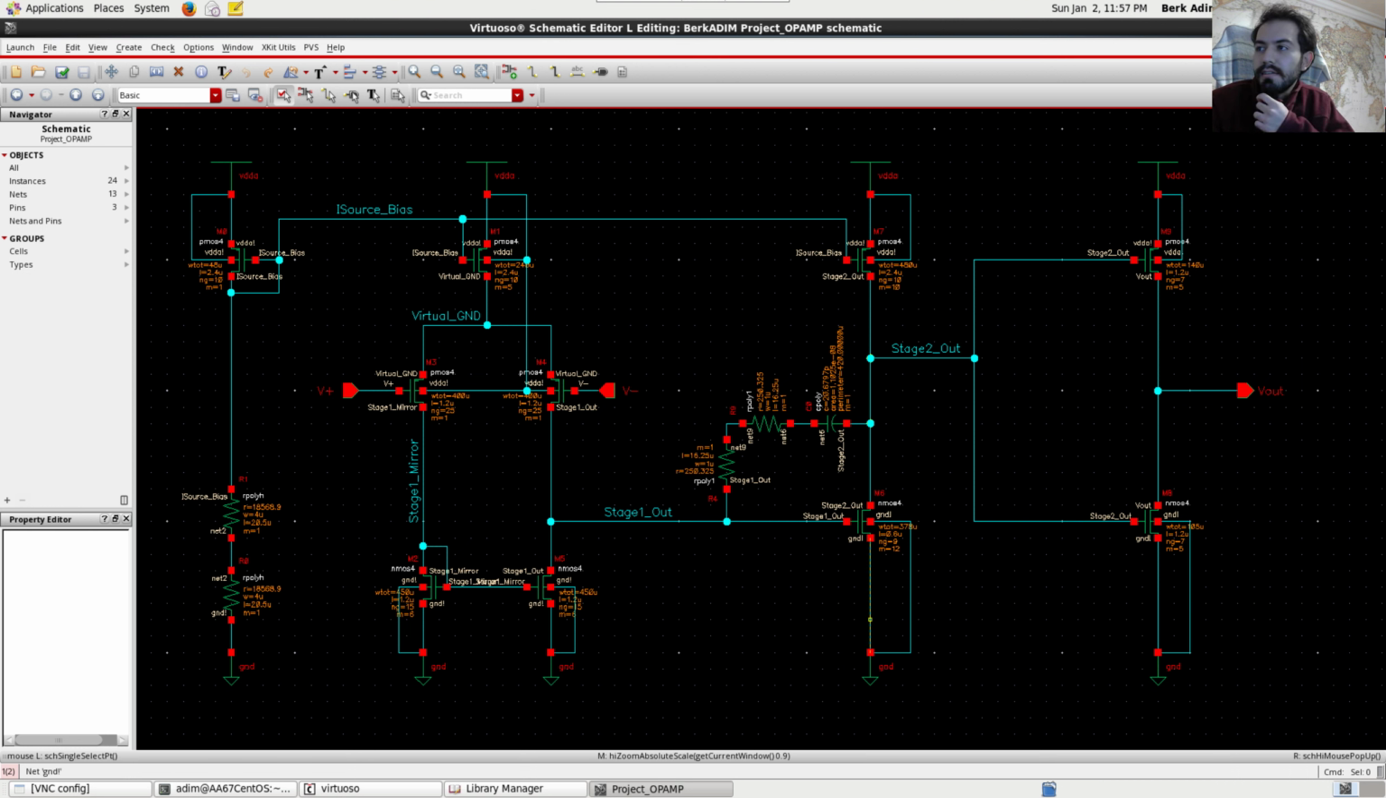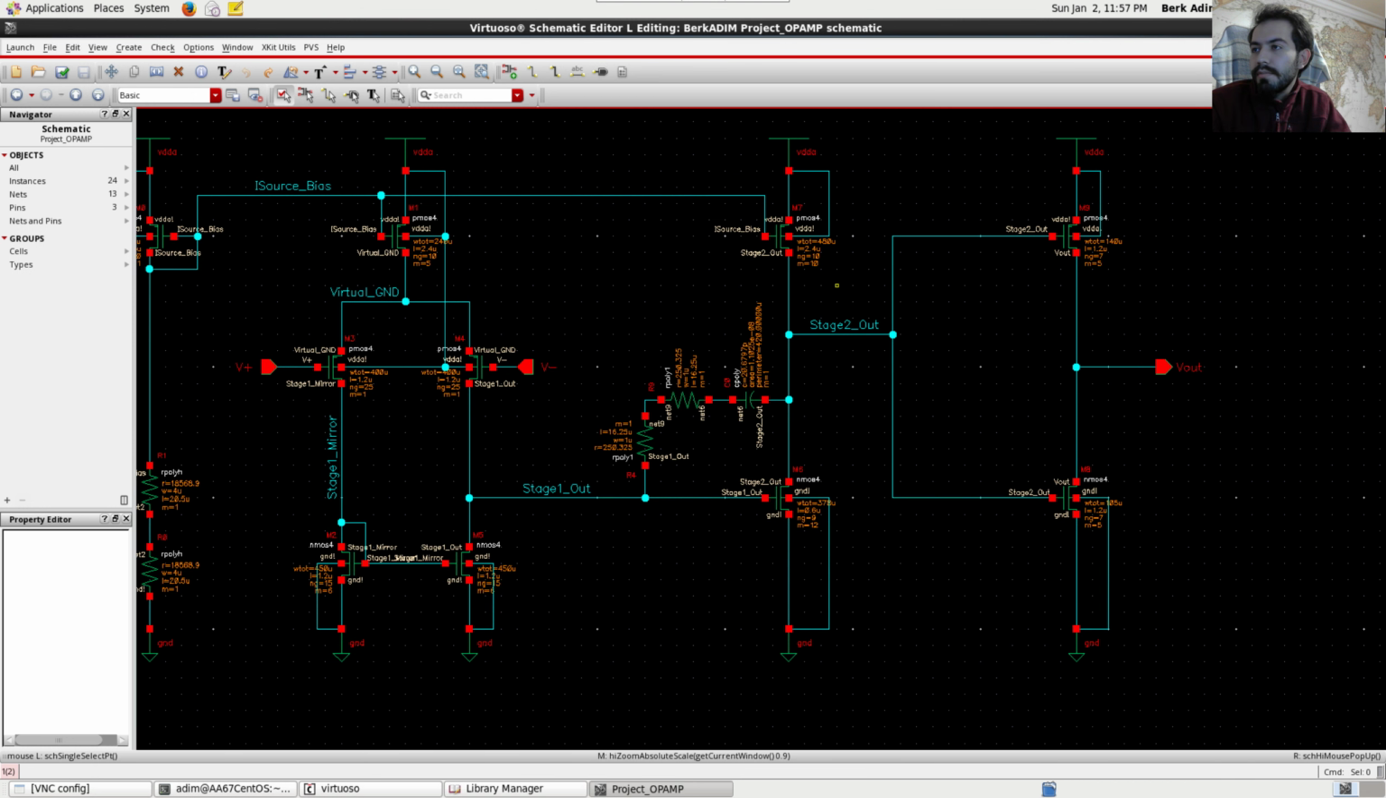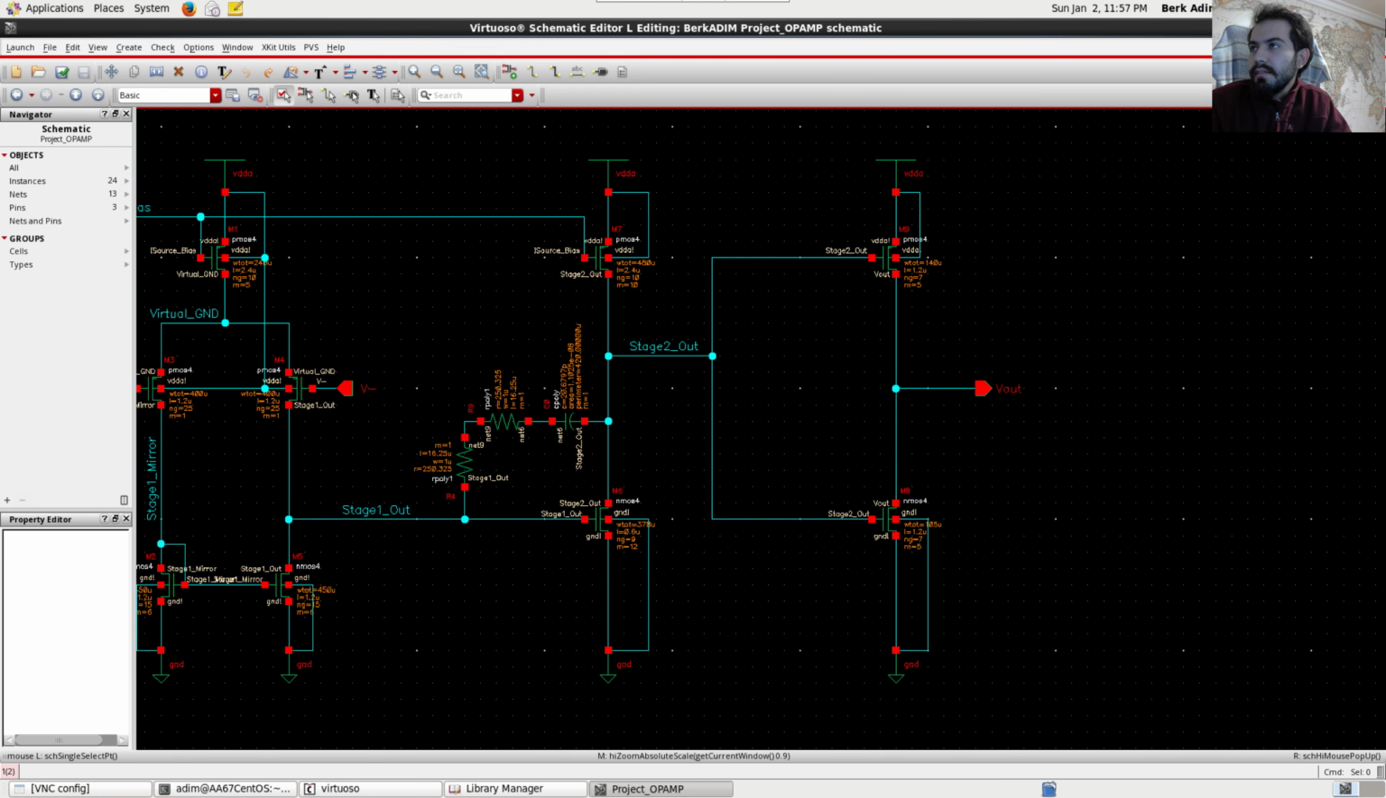Then we got a classical second stage, a classical current source load amplifier here, and then we got a class B output stage. Well, why use a class B output stage? That is because we want rail-to-rail output from our op-amp. We want the output to go as far below as 0 and as high as, well, we actually want it to go as far as 4, but going as far as 5 isn't a disadvantage.